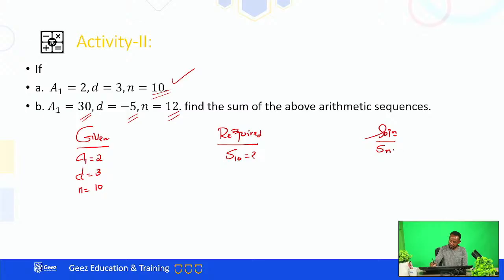All right, so the formula will be S sub n is n over 2 multiplied by twice of A1 plus n minus 1 multiplied by d. Isn't it? This is the formula. Good job. So, based on this, you are asked to find the sum of the first 10 terms of an arithmetic sequence. Simple. It's all about inserting the value of n, the first term and the common difference.